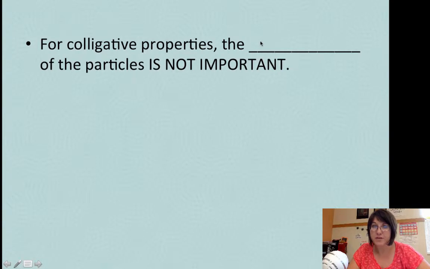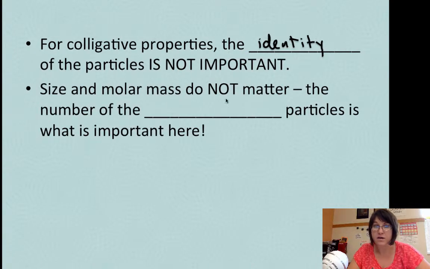For colligative properties, the identity of the particles is not important. It's just how many of them there are. So the size, the molar mass, they don't matter. It's the number of dissociated particles that is what is important.